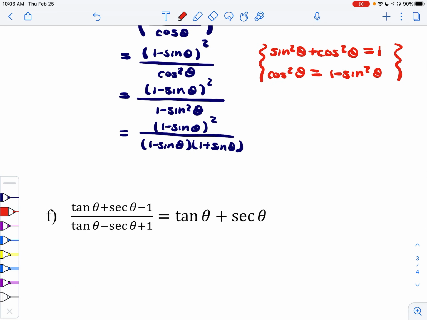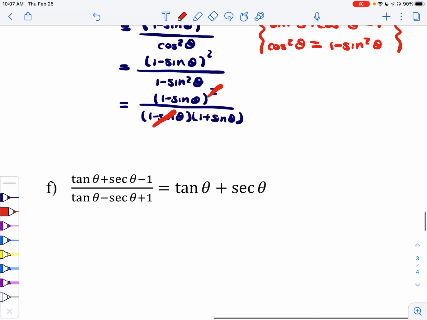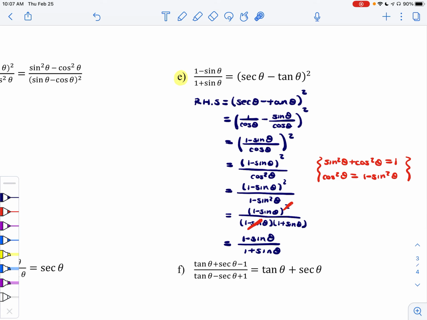Okay, so in this case, though, factoring that did seem to help us because we can now cancel out one of those 1 minus sine factors, and we are left with 1 minus sine divided by 1 plus sine, which if we look back up at our original problem, that is exactly our left-hand side, which means we're done.